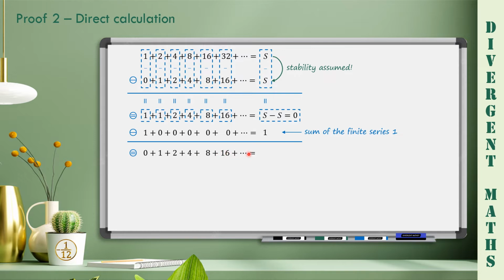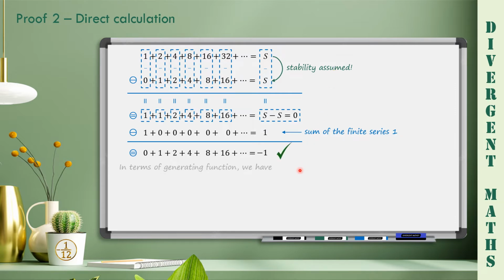And what do we have here? We have seen it here. We have assumed the stability, S equal S here. We have therefore equal to the sum of the series, 0 minus 1 equal -1, and that value equal to S gives us the sum of the original series. Once again, we have assumed the stability of the series.